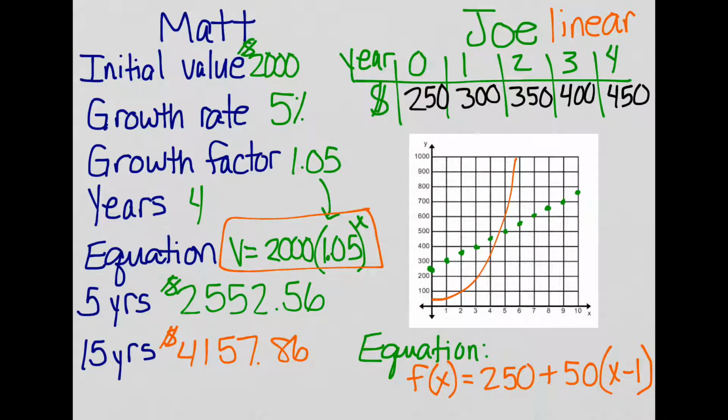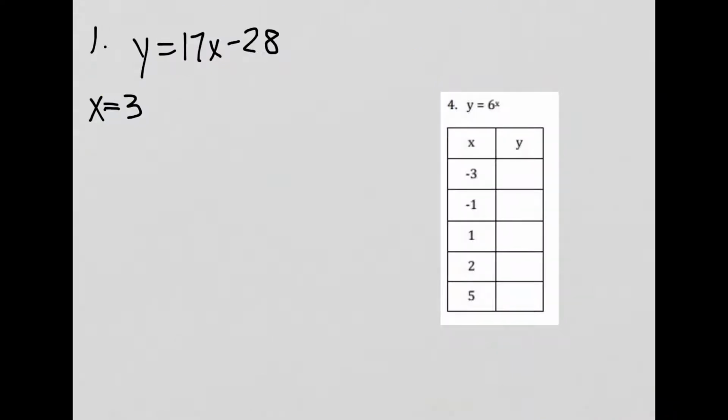Okay, so how does Uncle Joe's plan compare to Kaylee and Cassidy's? I've already talked about. Uncle Joe is linear. It's more like an arithmetic sequence. The graph is a straight line, whereas Kaylee and Cassidy, their money is going to grow faster because it's exponential, and their graph would have a curved shape to it like that increases very quickly. Okay, on to your homework.